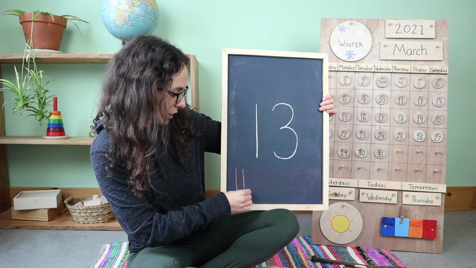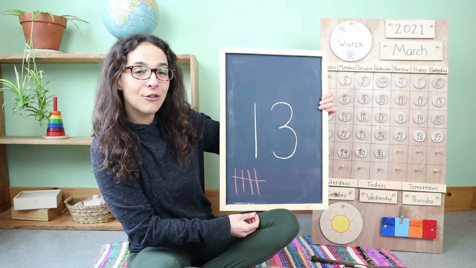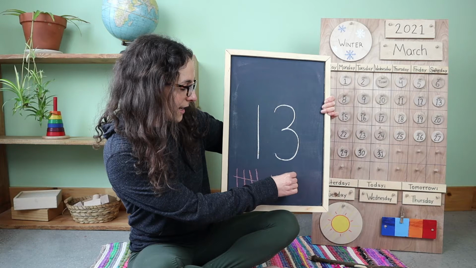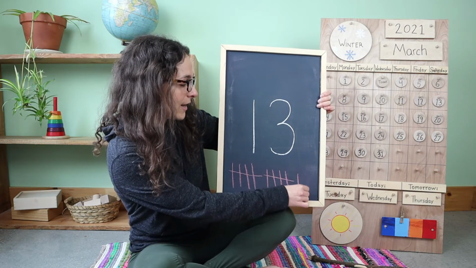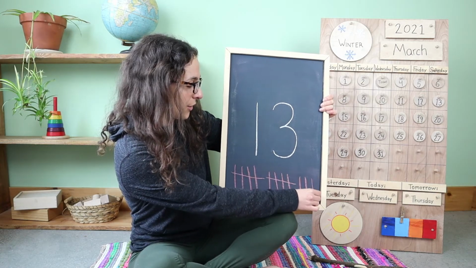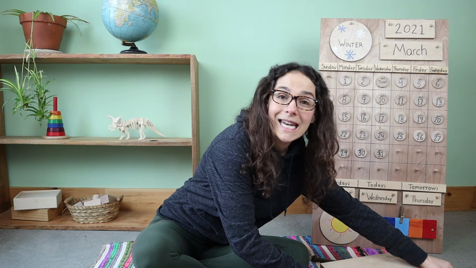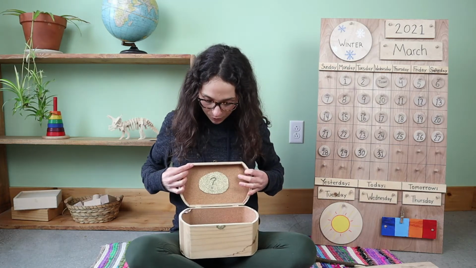1, 2, 3, 4, 5 goes across, 6, 7, 8, 9, 10 goes across, 11, 12, 13. 13 tally marks. And now it's time to count whatever is inside of the box. I wonder what it is.